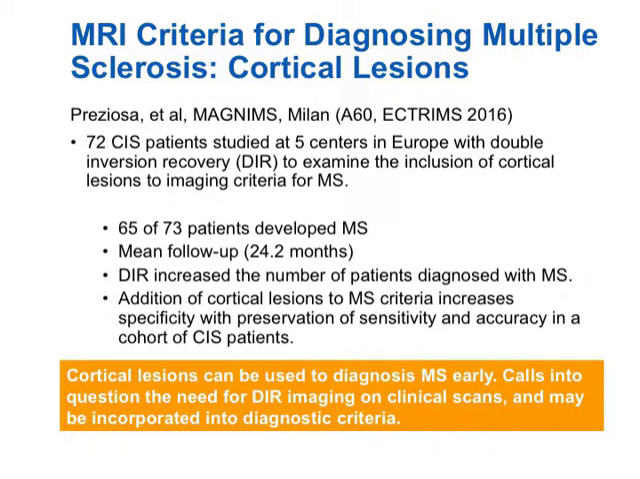Double inversion recovery increased the number of patients diagnosed with MS, and the addition of cortical lesions to MS criteria actually increases the specificity with preservation of sensitivity and accuracy in a cohort of CIS patients. So essentially what this research shows us is that cortical lesions can be used to diagnose MS early, and it calls into question the need for double inversion recovery imaging in clinical scans.